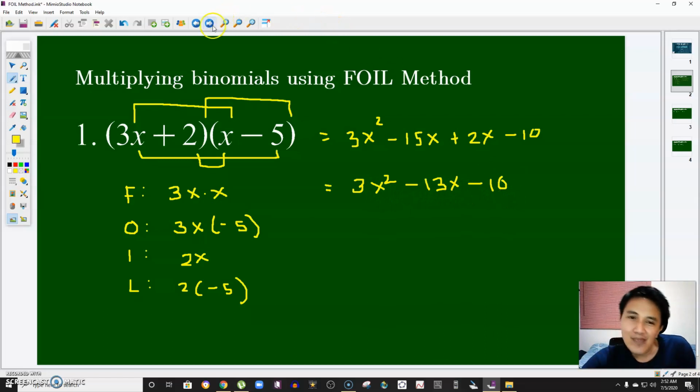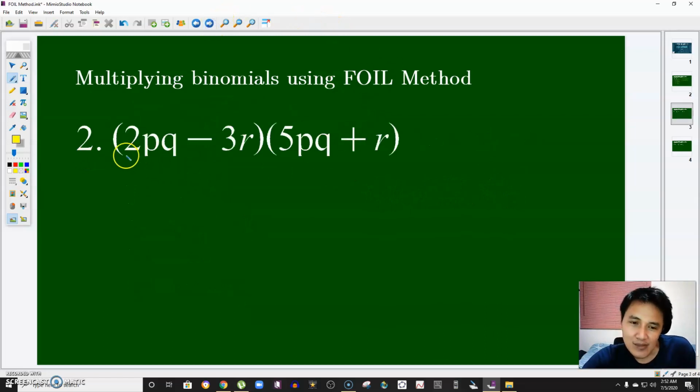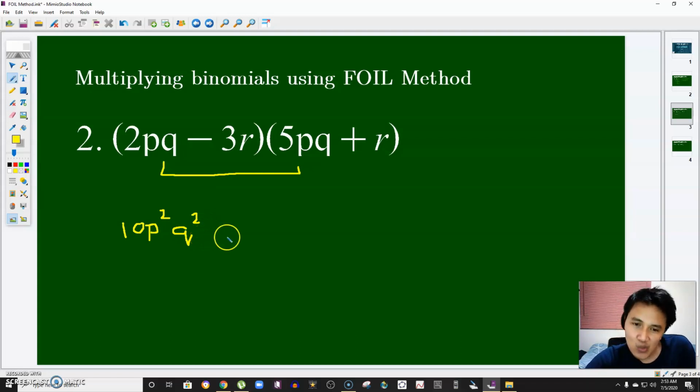Okay? Next. Let's have the product of the quantity 2pq minus 3r times the quantity 5pq plus r. Okay, same procedure. So let's multiply the first term. So 2 times 5, that is 10. p times p, same base, you have to add the exponent, right? So that is p squared. Next, q times q. Again, same base, you have to add the exponents, which is 1 and 1. So that's why q squared.